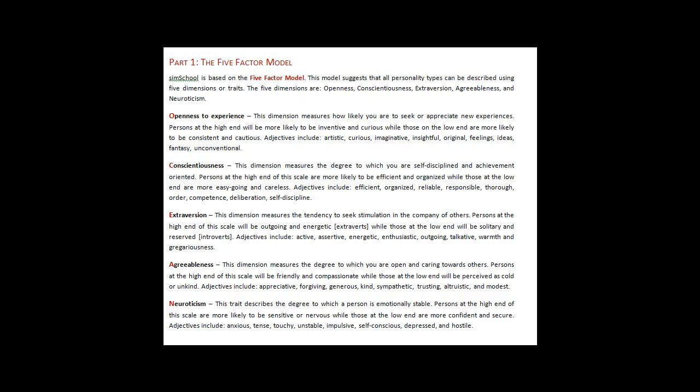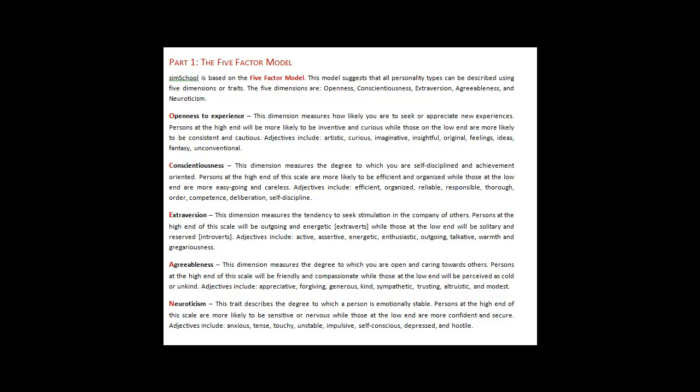Agreeableness is the next factor, and it measures the degree to which you care about other people. And if you're on the high end of this scale, you're going to be considered friendly and compassionate. And people who are on the low end of this scale may come across as cold or unkind. And adjectives for those on the high end of the scale are appreciative, forgiving, generous, kind, sympathetic, trusting, altruistic, maybe modest.